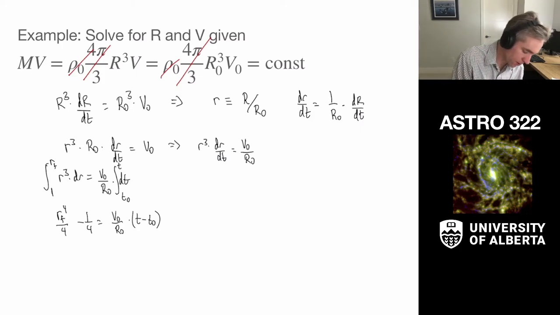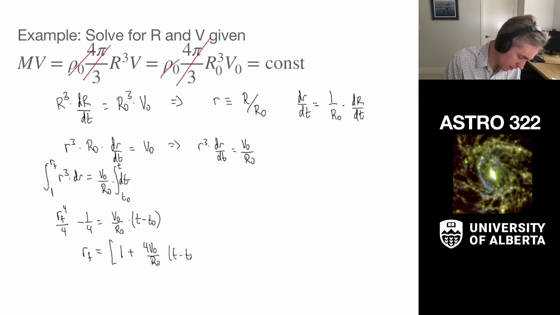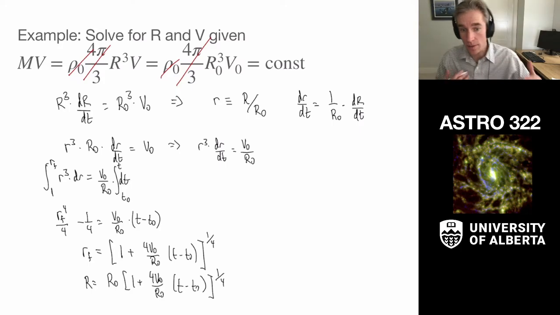And from there, I can just solve for r final: push the 1 quarter to the other side, multiply by 4, so we get 1 plus 4 V naught over R naught times t minus t naught, all raised to the 1/4 power, and then I'll restore the dimensionality of this expression. R is equal to R naught times 1 plus 4 V naught over R naught times t minus t naught, to the 1/4.